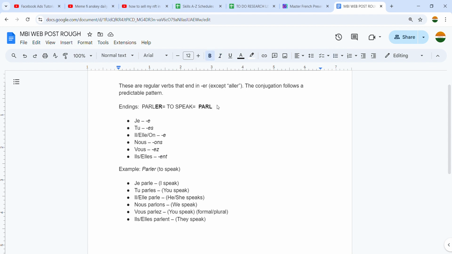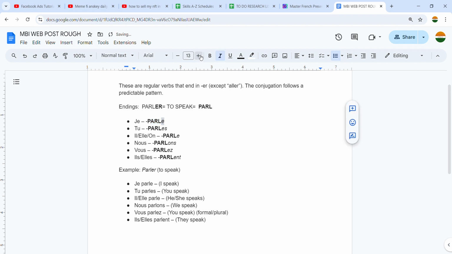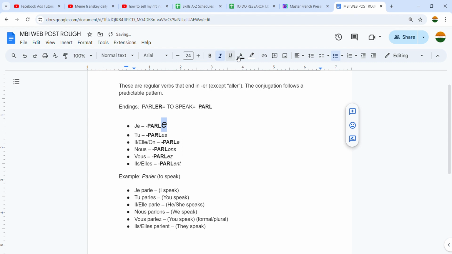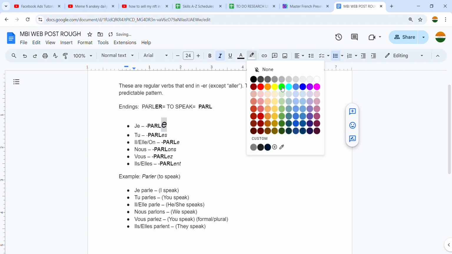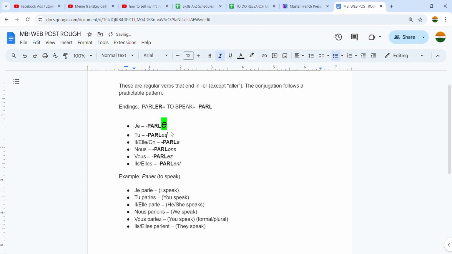Now let me show how it will become. You cut the verb, you found this part, parl, and now you will paste it with all the pronouns here. Everywhere you will paste parl. And then at the end, you can see the ending here. This is the ending. I am going to zoom out and highlight it in green as well. So this is the ending here, right?